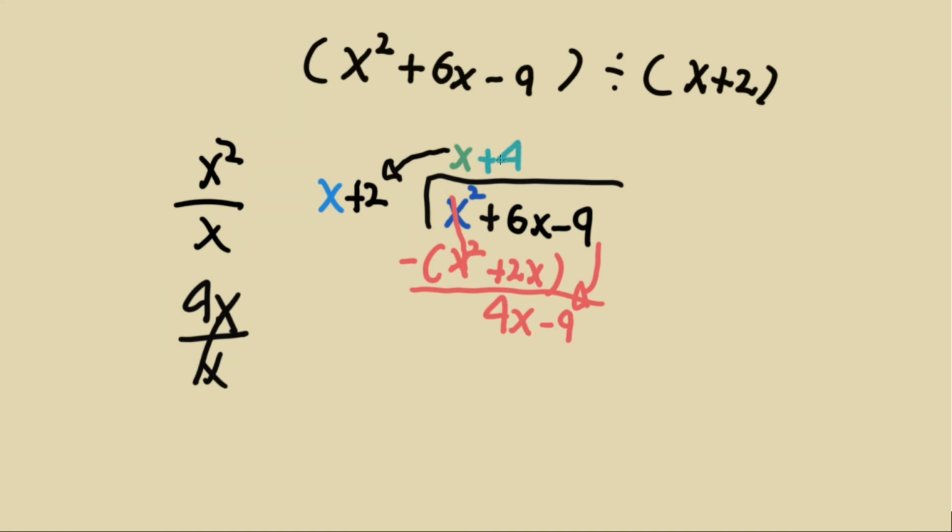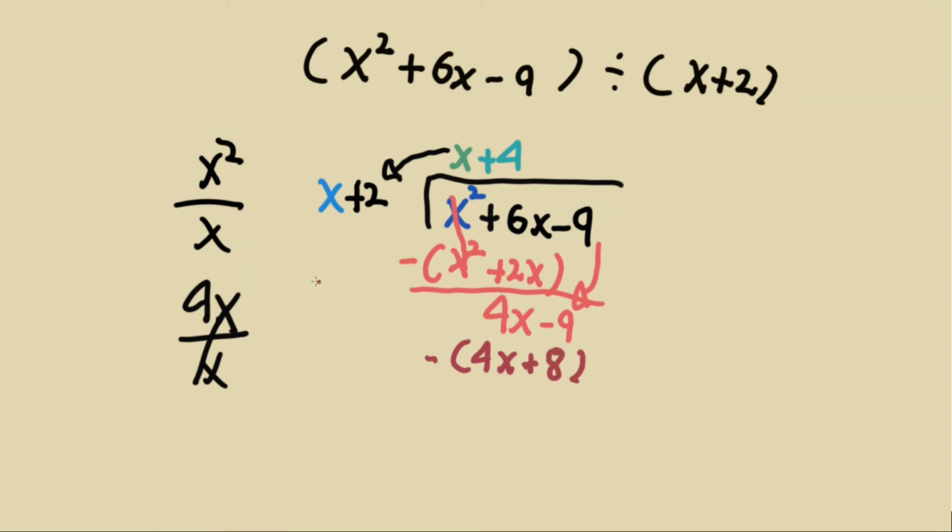All right, now we have to multiply 4 by this and then subtract. This is basic long division. Hold on, let me get another color right here. So 4 times x plus 2 is going to equal, right here, 4x, and then 4 times 2 is plus 8.